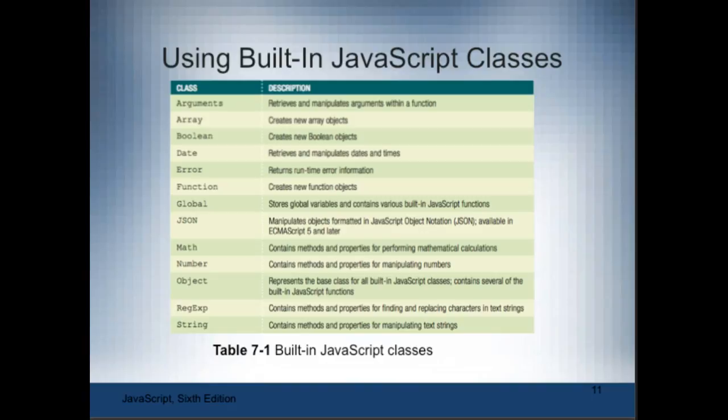The global class stores global variables and contains various built-in JavaScript functions, and the JSON class manipulates objects formatted in JavaScript object notation, otherwise known as JSON. The math class contains methods and properties for performing mathematical calculations, and the number class contains methods and properties for manipulating numbers. The object class represents the base class for all built-in JavaScript classes and contains several of the built-in JavaScript functions.